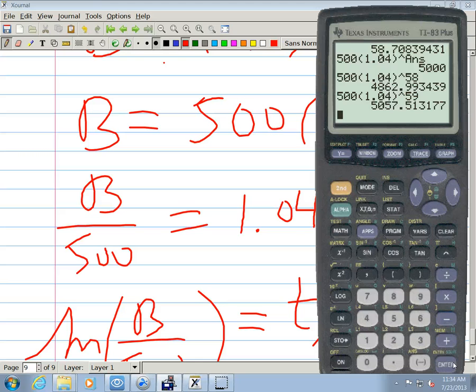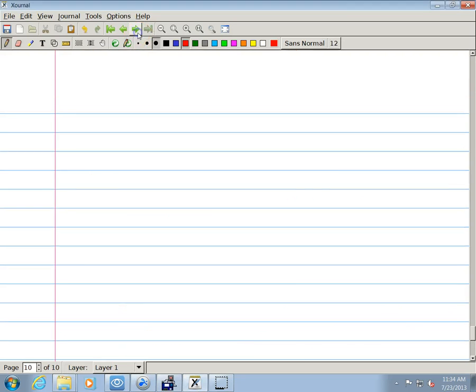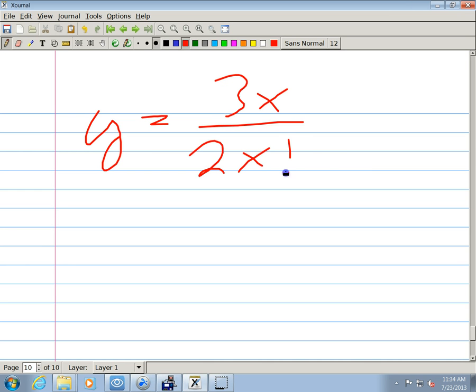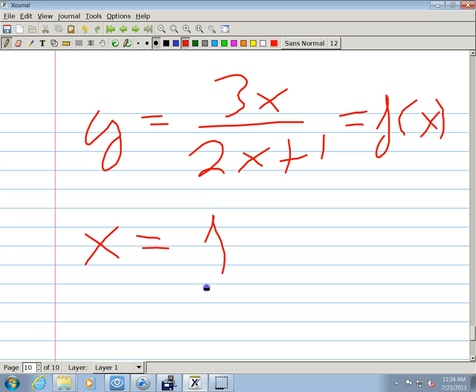Okay, good. All right, so how about this? What if I gave you y equals 3x over 2x plus 1? And what I want is the inverse of that function. So if this is y equals f of x, I'm asking what's x equals f inverse of y? Can you get me f inverse of y? How do you do that? Solve for x, right, that's all.